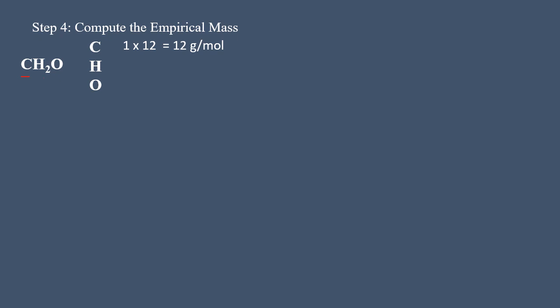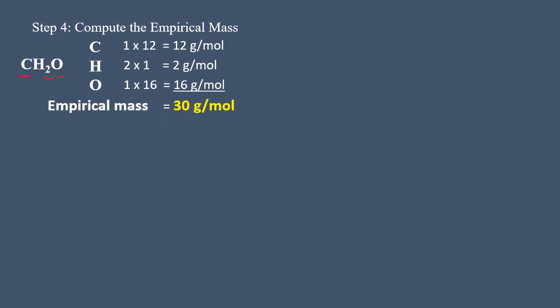For hydrogen, we have two atoms multiplied by 1, which is the atomic mass of hydrogen, and will give you 2 gram per mole. And for oxygen, we only have one atom multiplied by 16, which is the atomic mass of oxygen, and it will give you 16 gram per mole. Get the sum, and that would be your empirical mass, which is equal to 30 gram per mole.